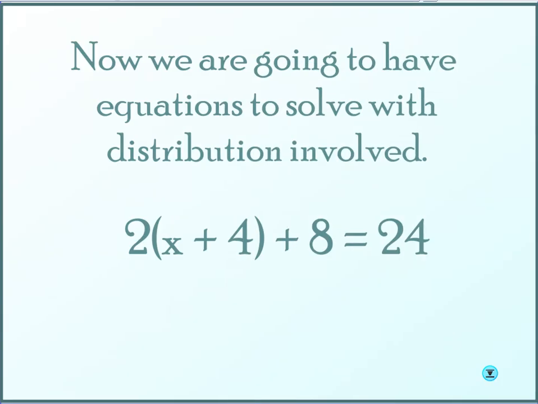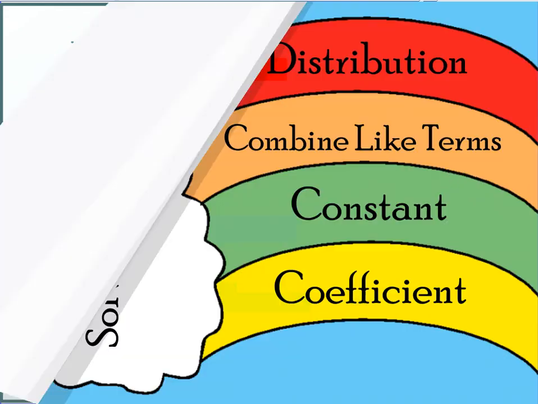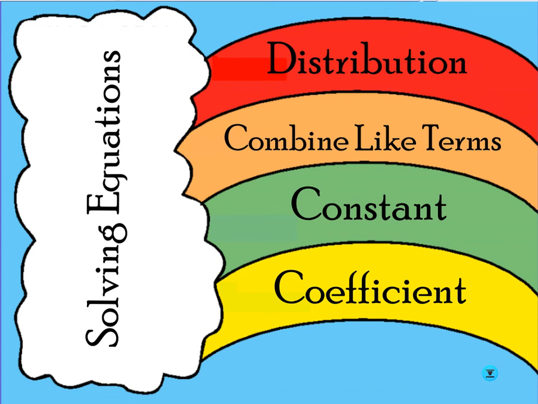Now we're going to have to solve equations where there's distribution involved. We've already talked about the steps. First we did 1 and 2 step equations where we dealt with constants and coefficients, and they have to be done in that order. But we added another one, combining like terms, that has to be done before we do constants and coefficients. And today now we're adding a step that's the distributive property or distribution that has to be done before all of the following steps.